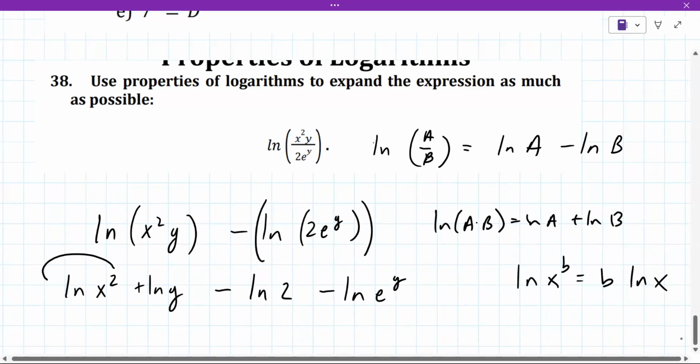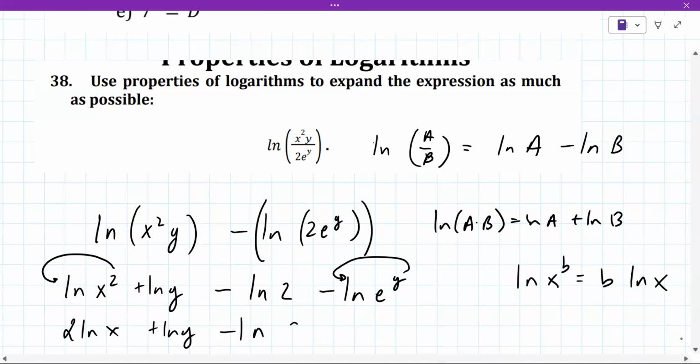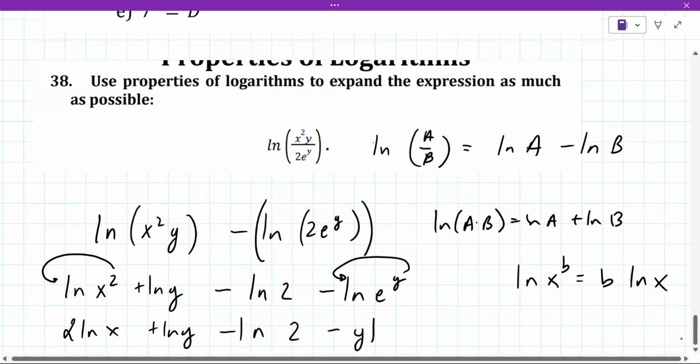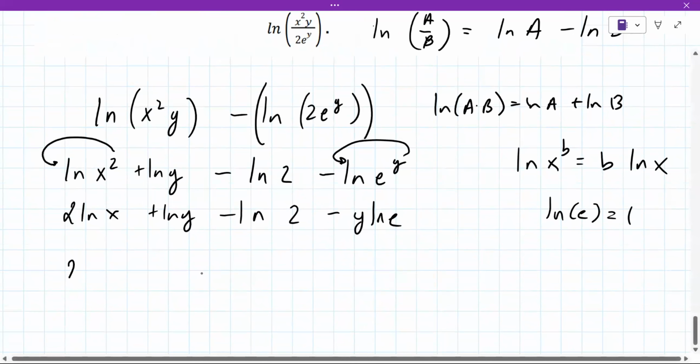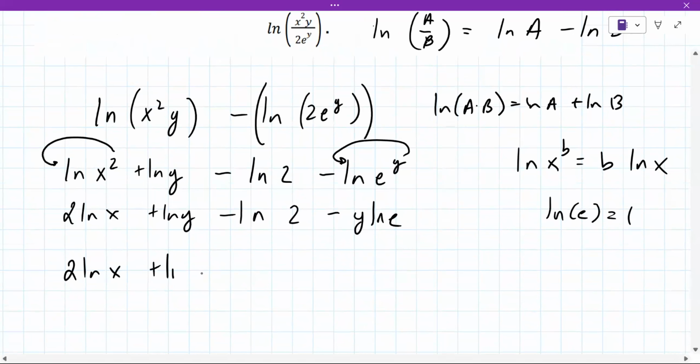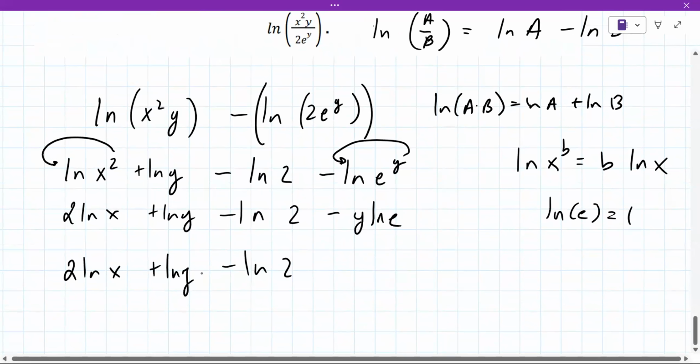So this 2 on the x squared is going to come out in front. This y is going to come out in front there. So it's 2 natural log x plus natural log y minus natural log 2 minus y natural log e. And one more for good measure, the natural log of e is 1. So this bottom line further reduces to just everything exactly as is minus y.